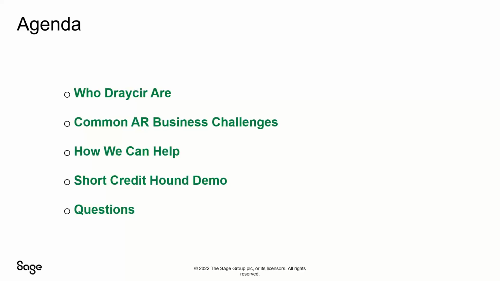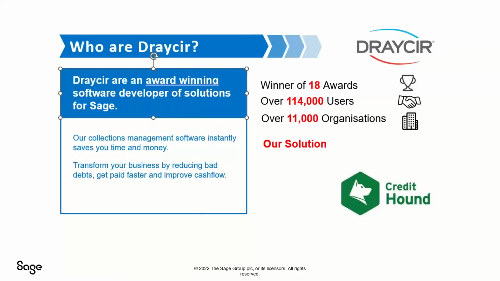I'm Global Partner Manager here at Dracer, and today I'm really excited to talk you through Credit Hound. I'll explain a bit about who we are first of all, some of the common accounts receivable business challenges that customers like yourselves may be facing, and how we can help solve them. As Lynn said, I'll then show you Credit Hound in action, and we can also have a Q&A session at the end. So let's get started.